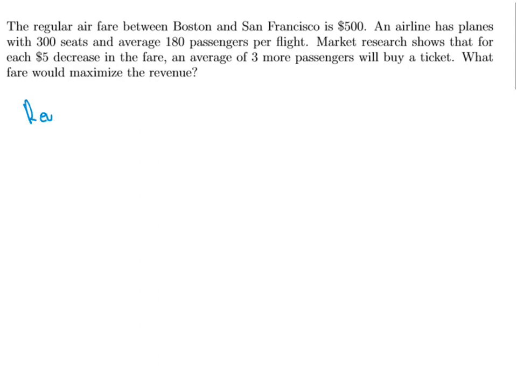So how do we find the revenue? The revenue is just going to be the number of tickets purchased times whatever price they are, so price per ticket. So I'm just going to label each of these things. We'll say the revenue is R. The quantity of tickets I'll call Q, and then the price we'll call P. So we need to figure out what Q is and what P is.